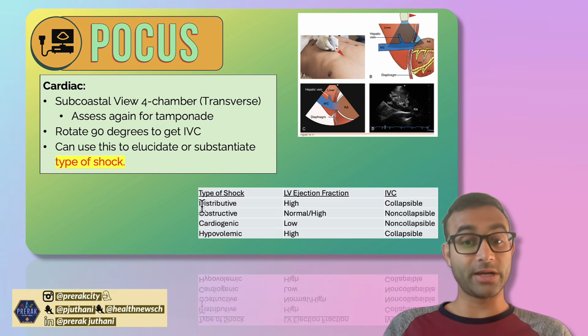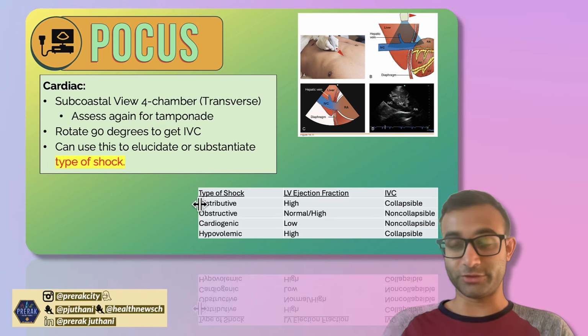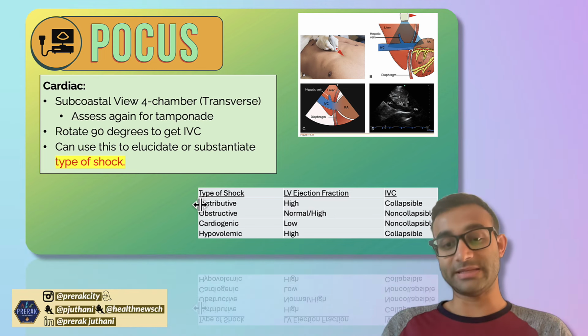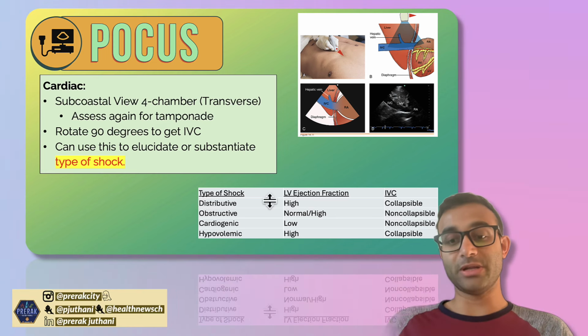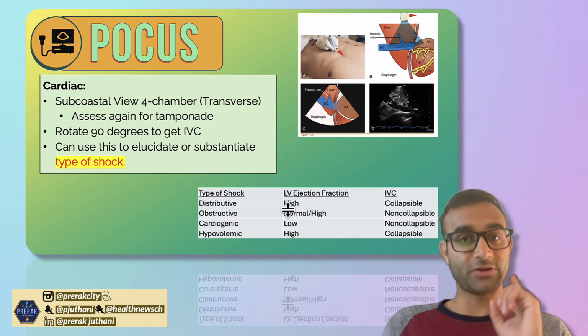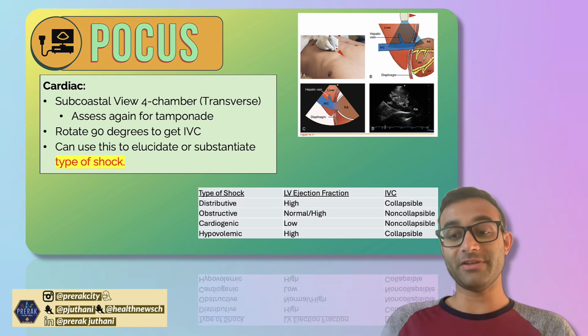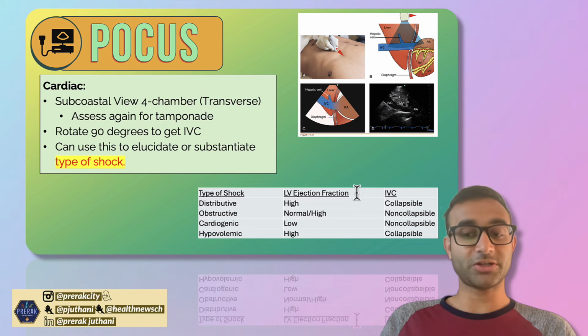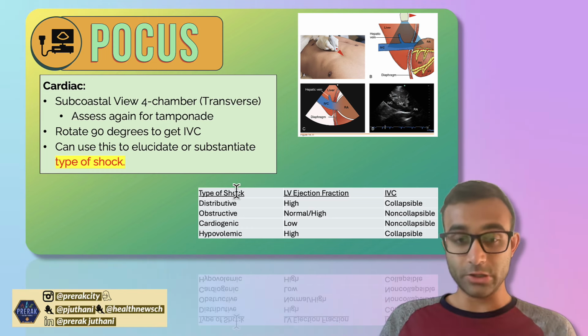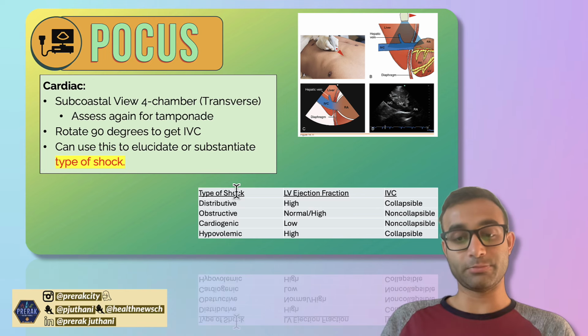So let's say you're worried about someone who could have a distributive component of shock. Distributive means when you have massive vasodilation, you could be septic. And in this case, you can actually then look at your ejection fraction, right, through EPSS that we talked about in our first video. You can even look at your IVC. And you'll see that if the ejection fraction looked okay and the IVC was collapsible, and you think that it's a distributive type of shock, there you go. Now you actually have more evidence to support your claim.